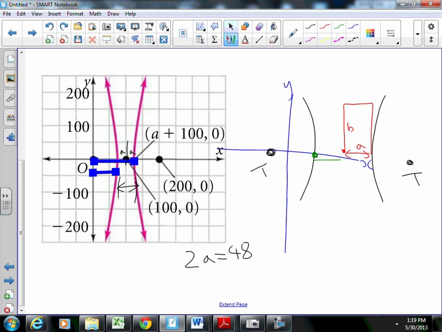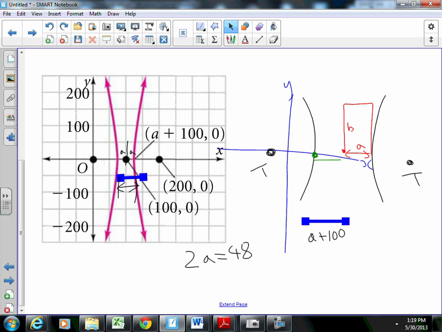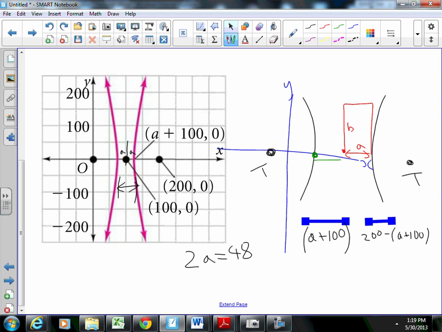Now the book goes about that in a very long-winded way. It calculates this blue line as being, I think, A plus 100. And it calculates this little blue one here as being 200 minus A plus 100. It's quite a complicated way, and they find the difference between those two. And if you simplify that, you get 2A equals 48. Well, I prefer my way, which gives us A equals 24. Once we've found A, we can figure out what B is.